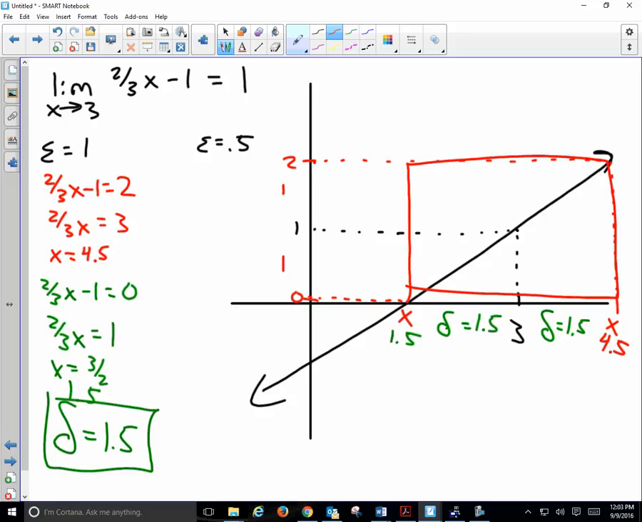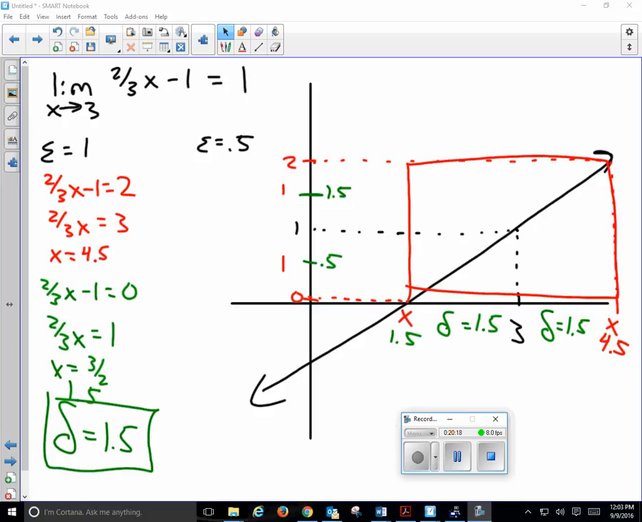You do the 0.5 one on your own. If you choose 0.5, what's going to be your top point? And what's going to be your bottom point? Go ahead and finish it off. Find your x values. Your x values will then lead you to your delta value. I'm going to stop this because I'm going to come around and check, see if you get it. And you'll be ready to work through the rest of your assignment.